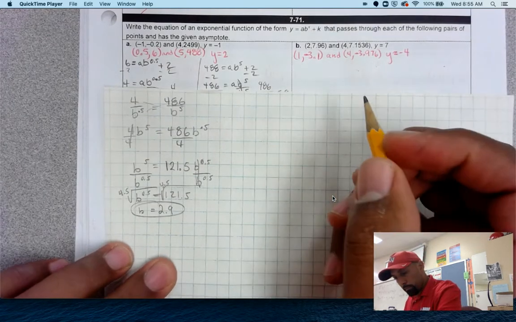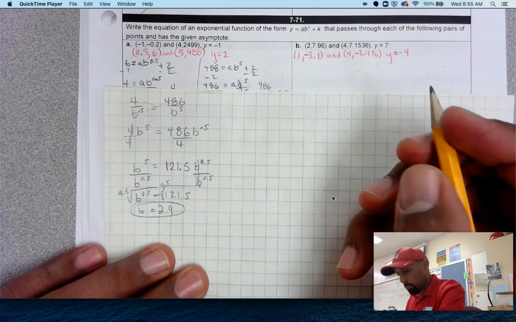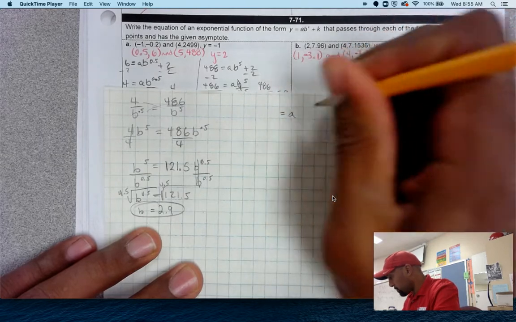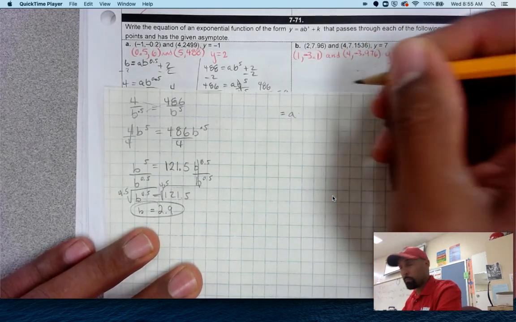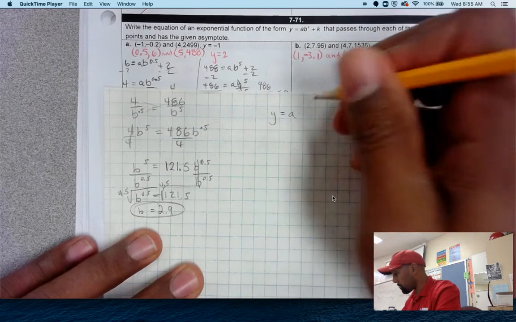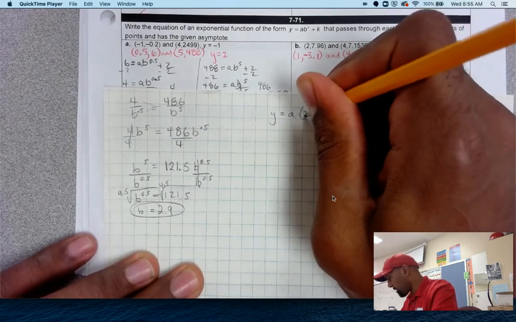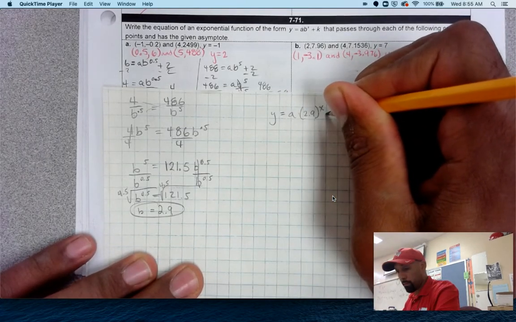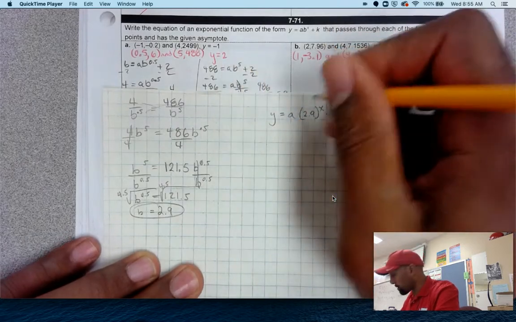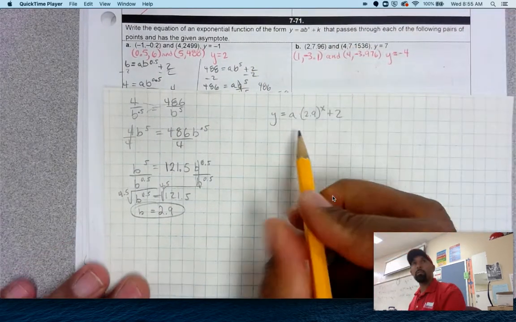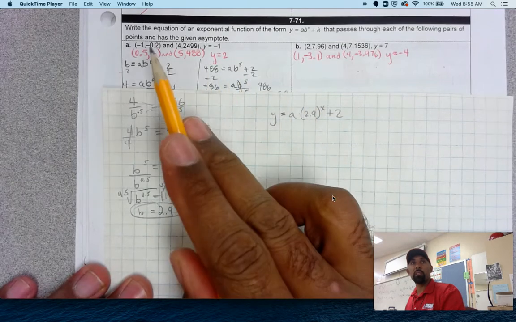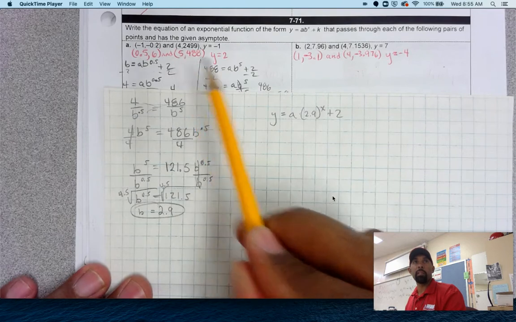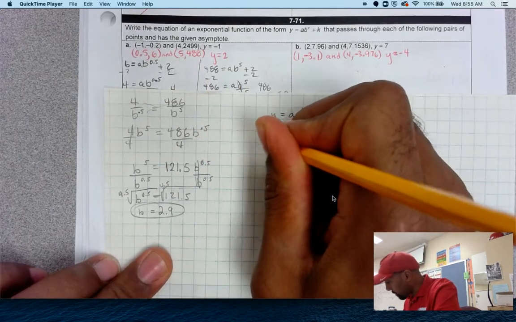So now to find a, basically what we'll do is plug the b back into the equation. So I'm going to plug in b here. Let's go ahead and plug in a y. And then we have b, which is 2.9, to the x, plus k. We already know k, remember that was the asymptote, that was this value here, so plus 2. So now, to solve for a, all we need to do is plug in one of these points, and it doesn't matter which one you plug in. I'm going to plug in that one because it doesn't have any decimals. I don't want to have to deal with decimals in this problem.